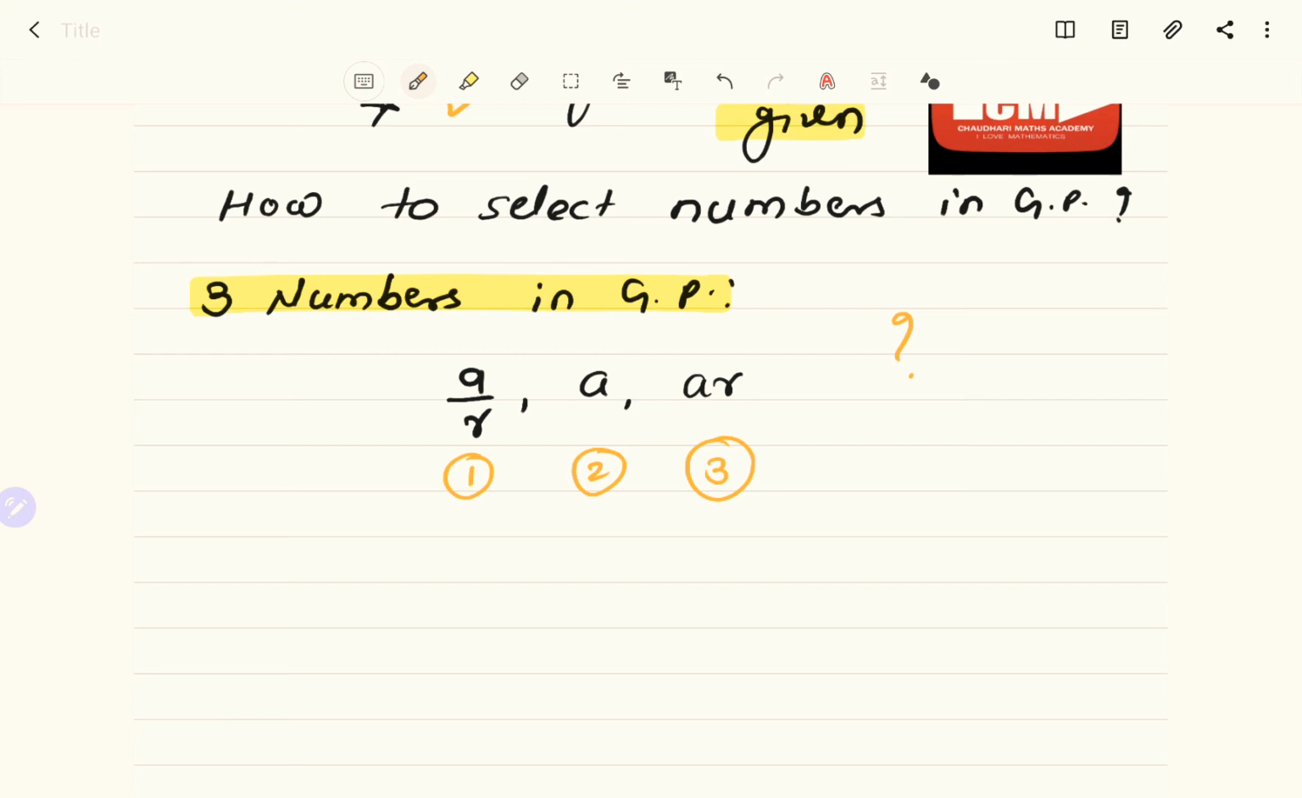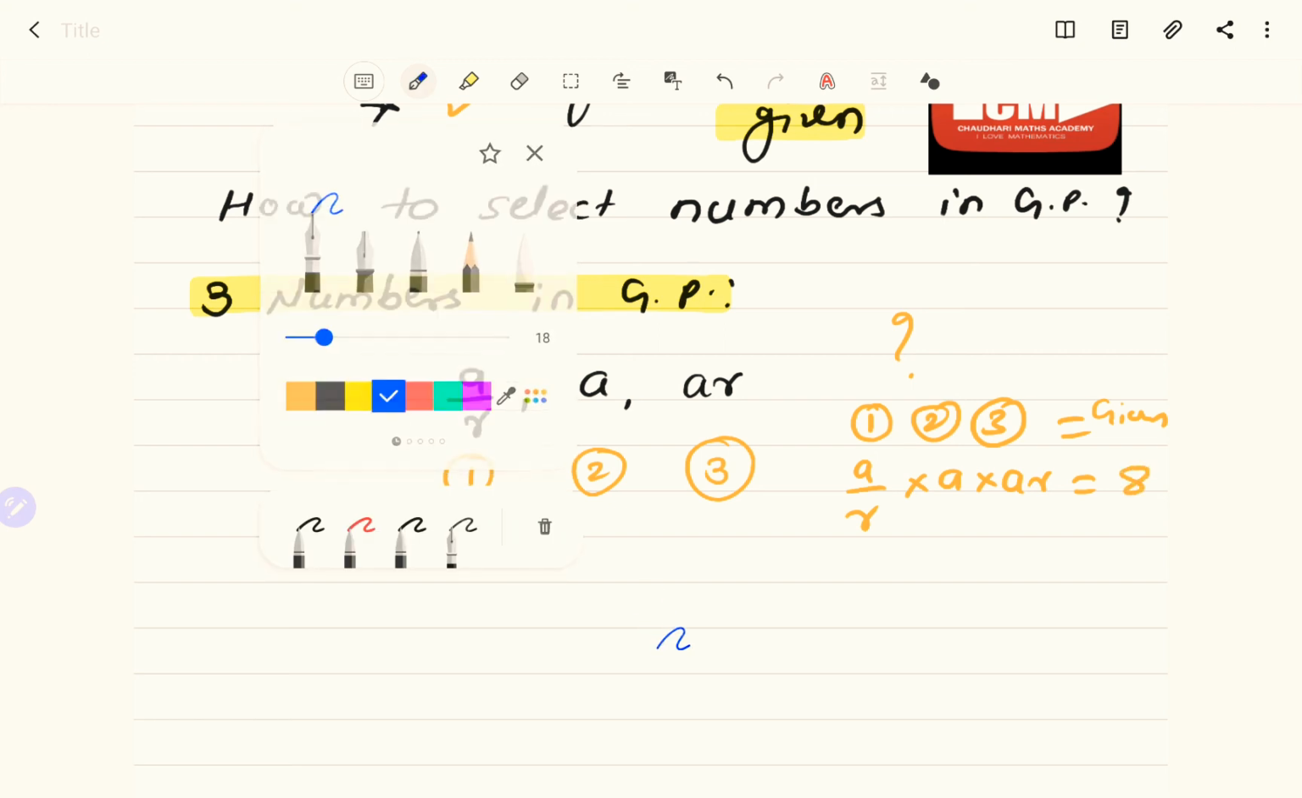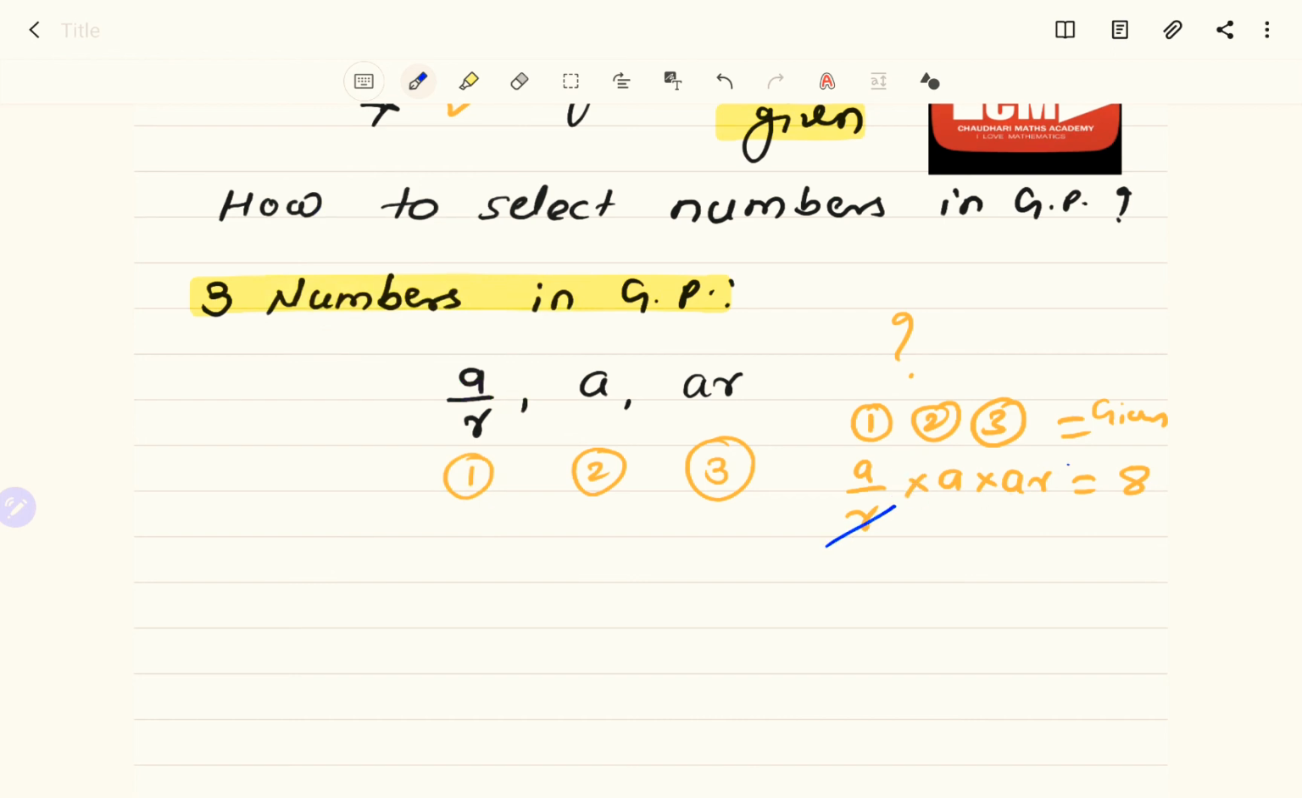So try to understand, friends, if the product of these 3 numbers is given, that is 1 into 2 into 3 is given, so what will happen? If you multiply these 3 numbers, that is A by R into A and A into R, let's say it is given equal to something, 8 for example. Then this helps in simplifying the question, because one of the unknowns cancels out. So this R cancels out. What is left is A cube is equal to 8. And from this you can easily find out the value of A.